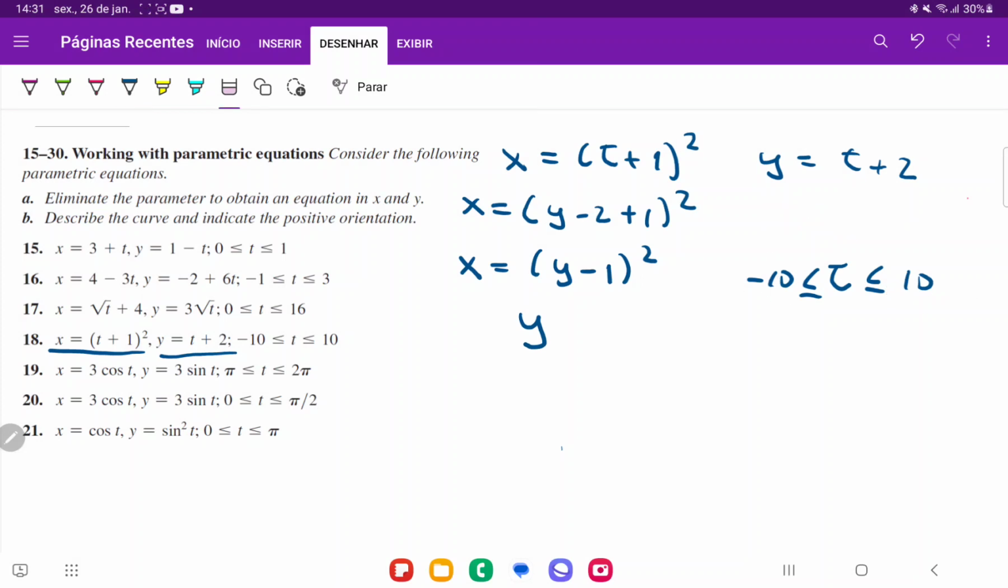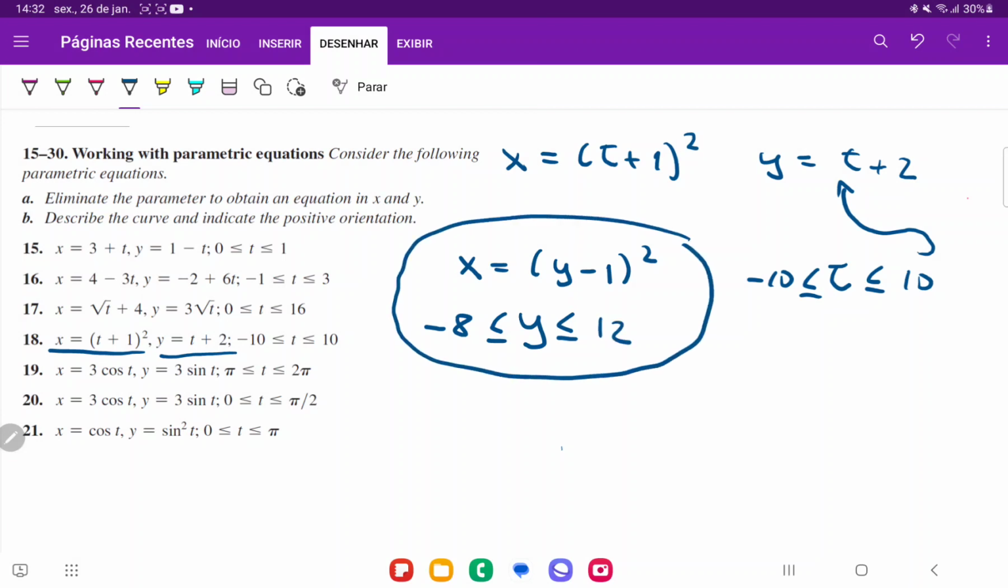So let me erase some of the stuff so that we can see it clearly. If I plug the lower boundary, minus 10 for t, into the y equation, I get that y is equal to minus 10 plus 2, so y is minus 8. That would be the lower boundary for y. And if I plug 10 into the equation that relates y and t, that's the upper boundary for the input, y is 10 plus 2, so y is 12. So this over here is our parametric equation expressed in x and y.